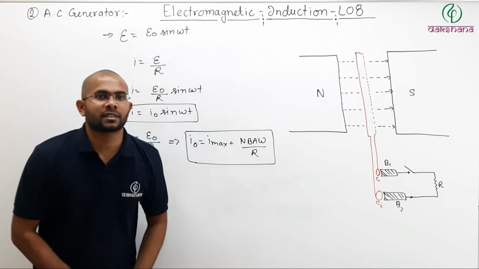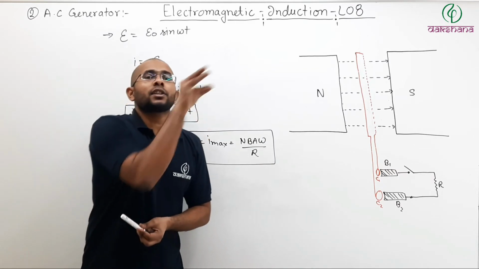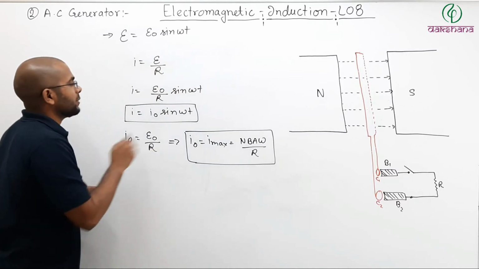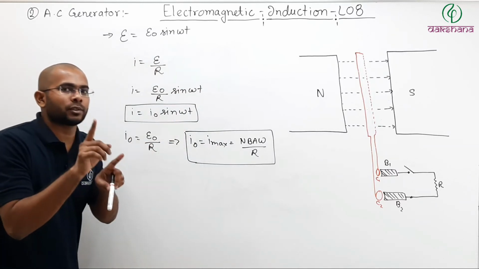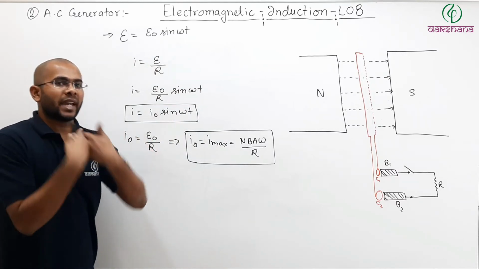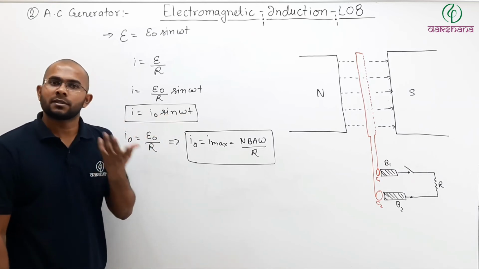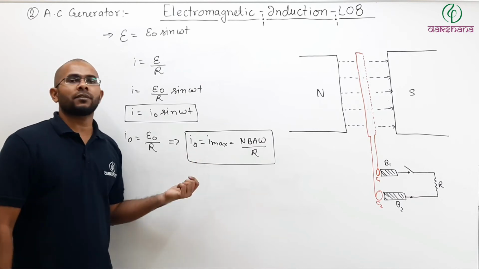But if somebody asks, what is the minimum magnitude of current? So what can be the minimum magnitude? Just the magnitude. If you talk about just the magnitude, the minimum magnitude of a sine function can be what? 0. So the minimum magnitude of current can be 0.